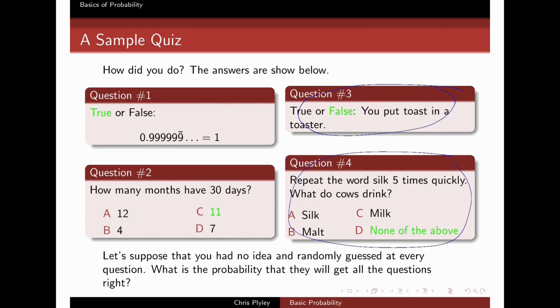So just for fun, how did you do? 2 out of 4, 3 out of 4? I don't know. 4 out of 4? Maybe you did. So let's suppose that you had no idea about any of these answers and that you closed your eyes and took a random guess at these questions.